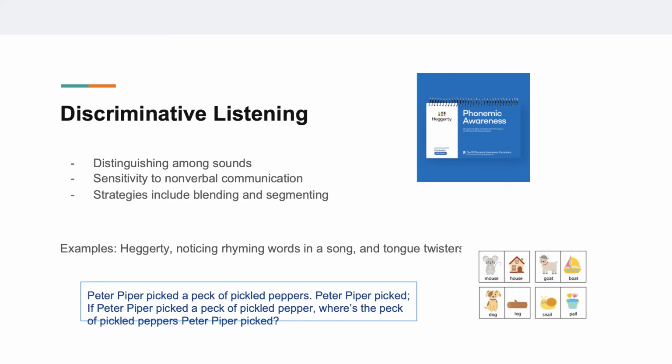Some strategies include blending and segmenting, which we can see a lot in Heggerty, which is phonemic awareness. It's an outline that a lot of pre-K and kindergarten teachers use to help students with not only their listening skills, but their verbal skills as well. Some other examples of discriminative listening include noticing rhyming words in a song or tongue twisters like Peter Piper picked a peck of pickled peppers, like I have listed below.